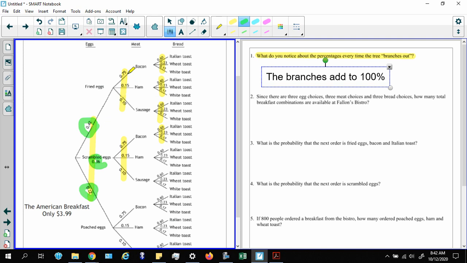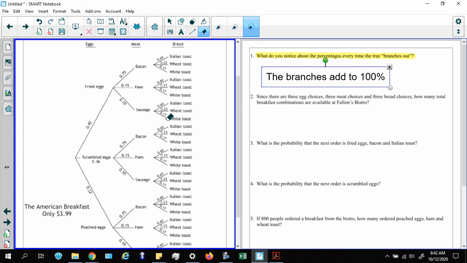All right, well, let's try this branch out. Look at this branch out right here. 75, 15, 10. Add them all up, you get 100%. Look at this branch out. Just again, this will be our last example. 60, 23, 17. This all adds up to 100%. So every time something branches out, all the branches will add up to 100%. All right? So let's do question number 2.